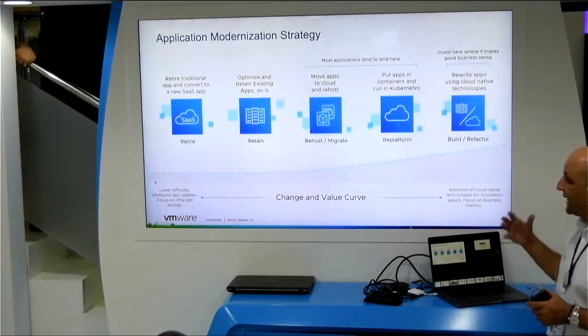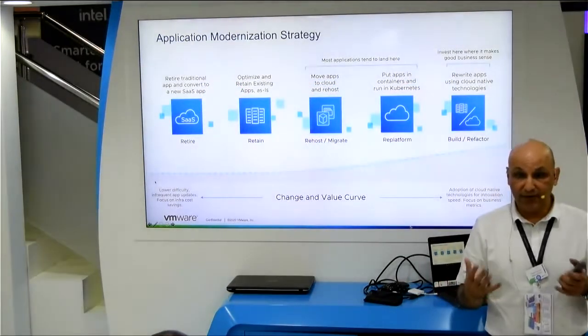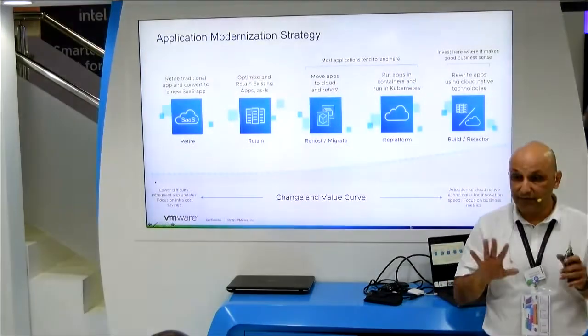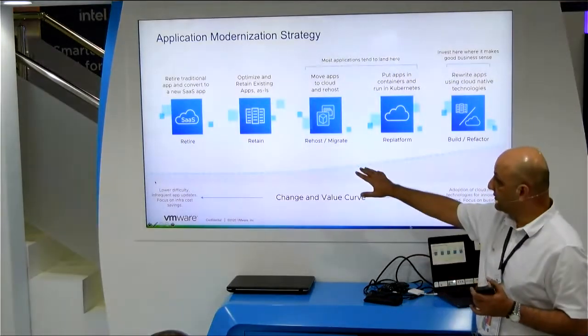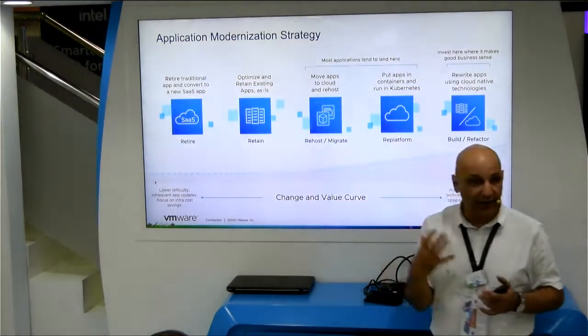Now, in order to get the benefit of this modernization, application modernization, there are a number of ways, there's what we call the 5 key transformations. So first is, how do you categorize the application itself?